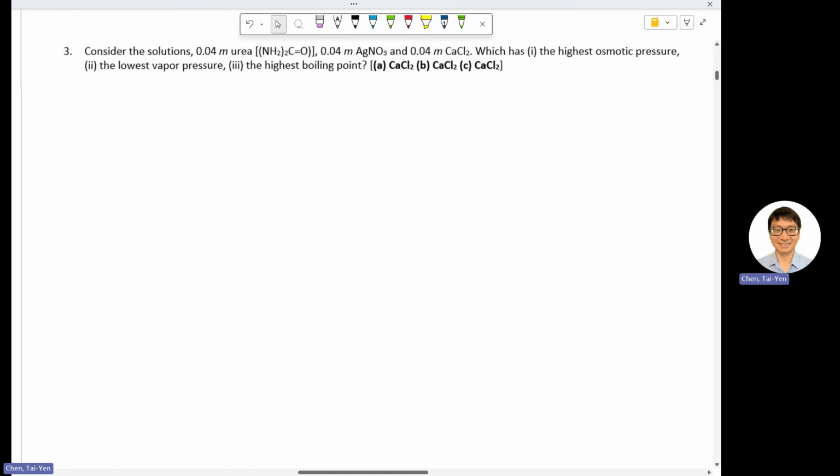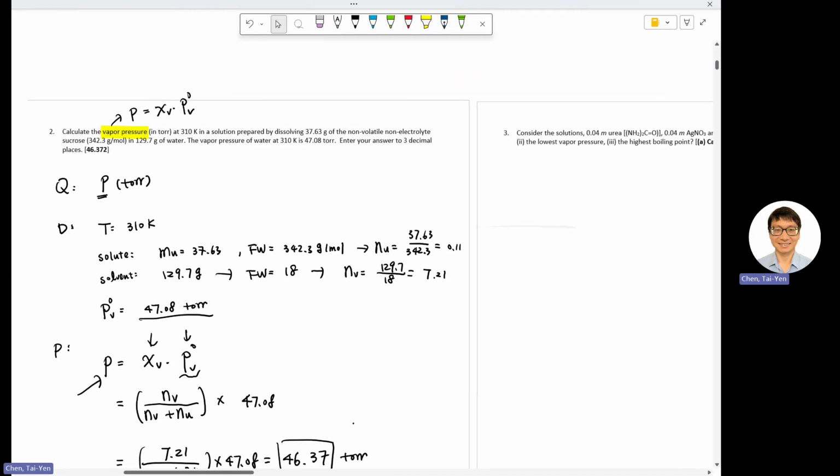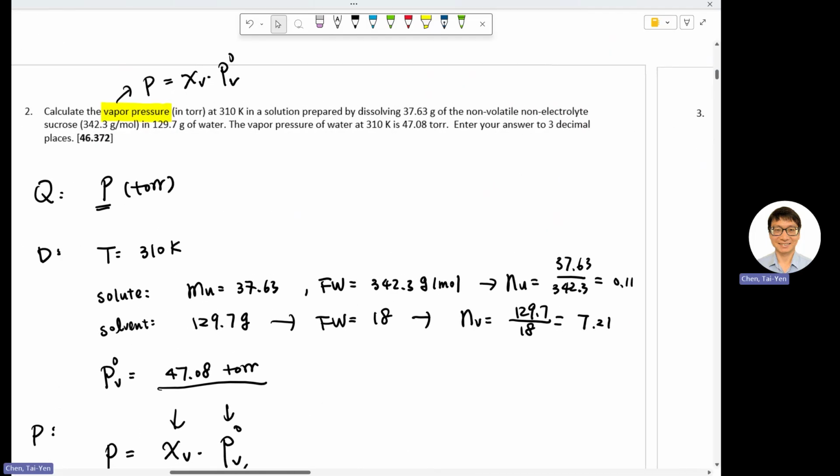Number 3. Consider the solution 0.04 N urea, 0.04 N. Oh, before we go to this, I want to highlight a few things.